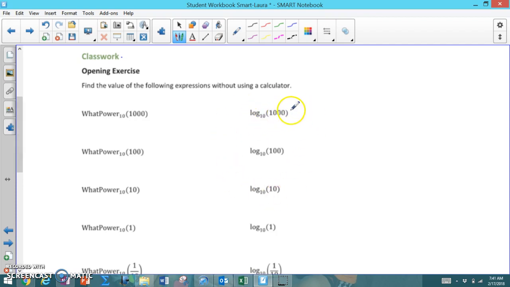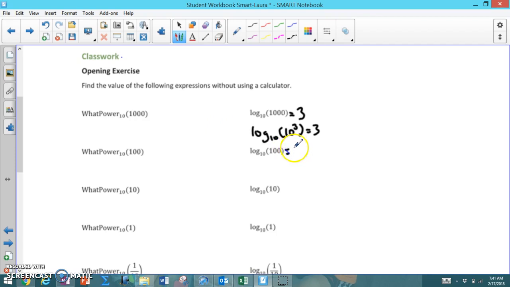What power of 10 is 1,000? And we get 3. One thing that this makes us think about is log base 10 of 1,000. I could rewrite that as log base 10 of 10 cubed, and that's also 3. So we're looking at patterns as we go.